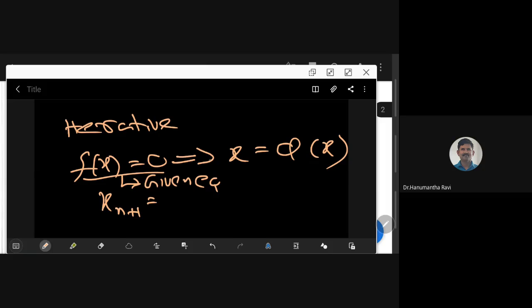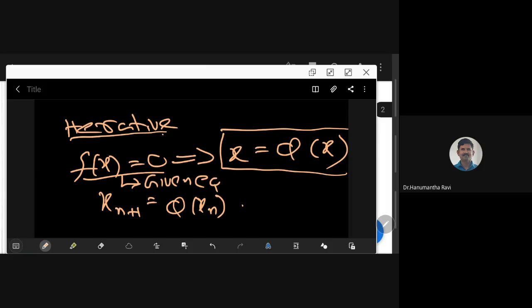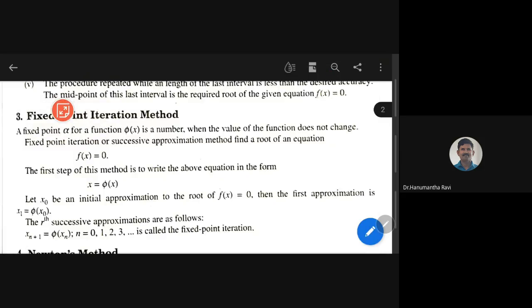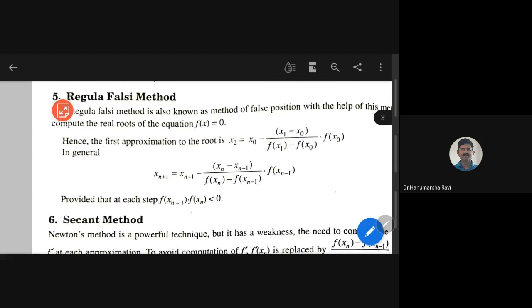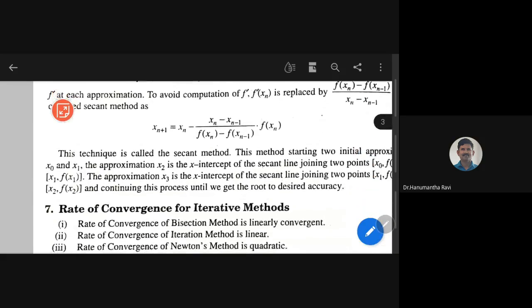Suppose we are able to write equations expressible as f of x is equal to 0 in the form x is equal to phi of x. In such a case, x n plus 1 is nothing but phi of x n. So from the nth approximation, we can find the next one like this. This is called the iterative procedure. So we have recalled four prominent methods that are useful for obtaining numerical solutions to algebraic as well as transcendental equations.